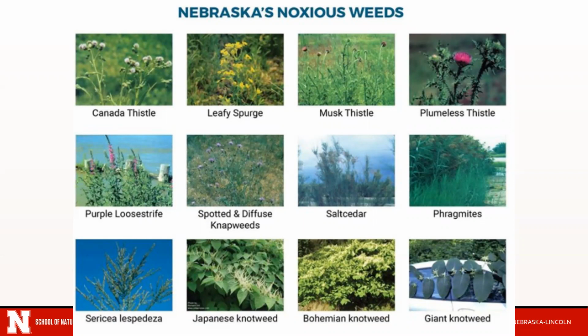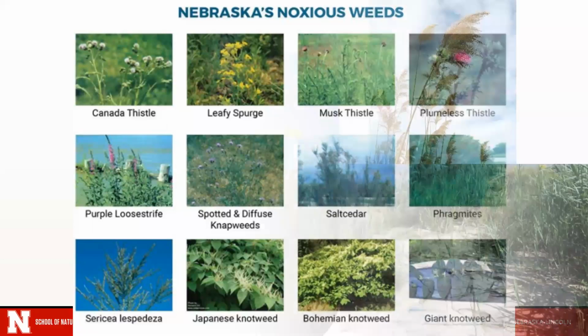We have Phragmites, I'll talk about in a minute. We have Sericea lespedeza, that's becoming more prolific, and we're tracking that. Japanese and Bohemian knotweed, as well as giant knotweed, these are like a bamboo. They can grow 1 to 3 feet a day. They are extremely hard to control. Even a part of these plants can spread into a whole new infestation. And especially in Douglas County, we've had a lot of problems controlling this because of people planting it ornamentally.